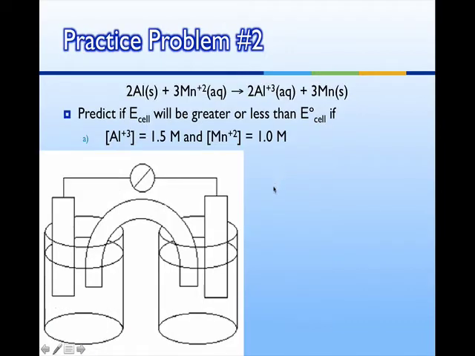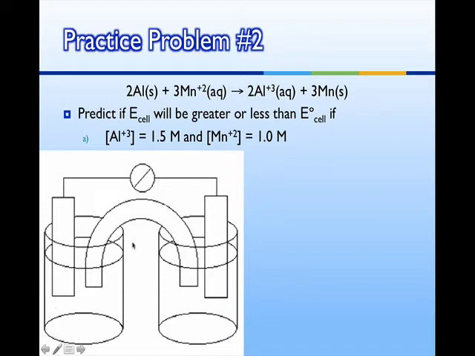All right, practice problem number 2 gives us this reaction between solid aluminum and the manganese ions. Our half reactions have been balanced to give us our overall balanced reaction. It says to predict if the cell potential that's not at the standard states will be greater or less than the standard cell potential, if we change the concentration of the aluminum ions to 1.5 and the manganese ions stay at 1.